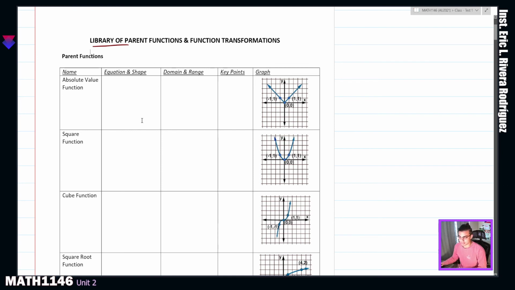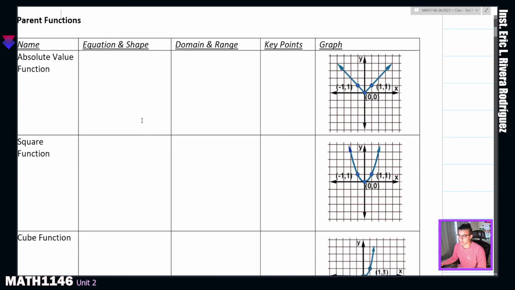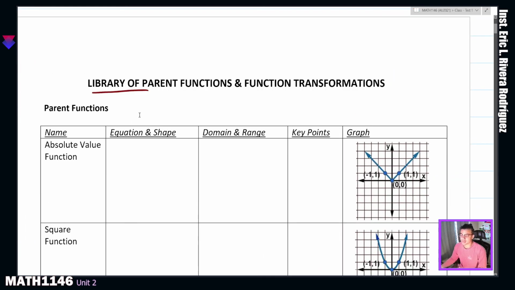There's a lot of properties here that you need to know to be successful in our class. All right, and let's just start with the first one just to show you what you are going to do. So when we are dealing with parent functions, what we are going to know is the name, so absolute value function, the equation, and the shape. You are going to see that the equation and the shape, or the graph of that function, is going to be unique, right?